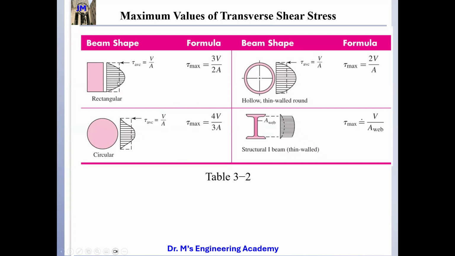For these beam shapes, tau maximum can be calculated using this equation, where V is the transverse shear. For the circular one, it is 4 times V divided by 3A. For the hollow one, we have this equation. And for the I-beam, we have this equation.